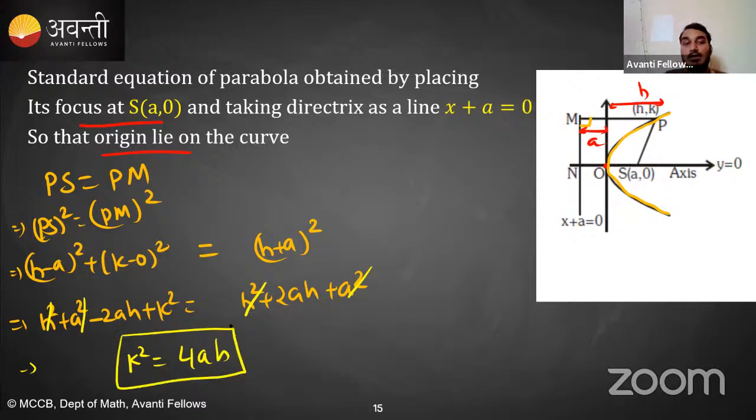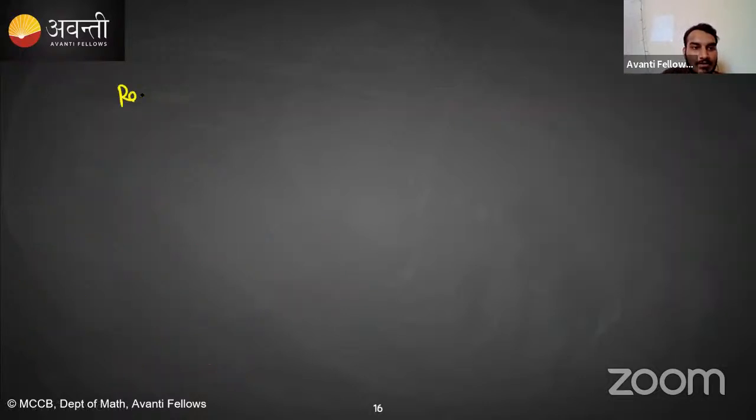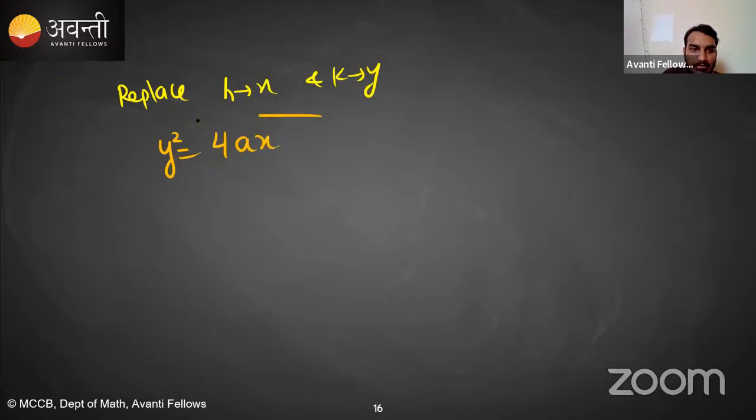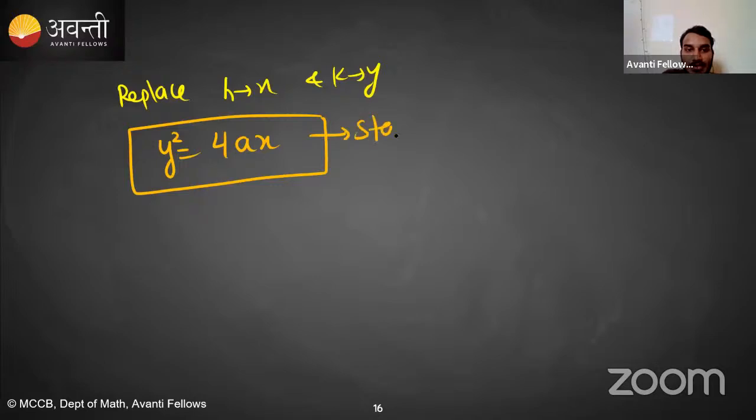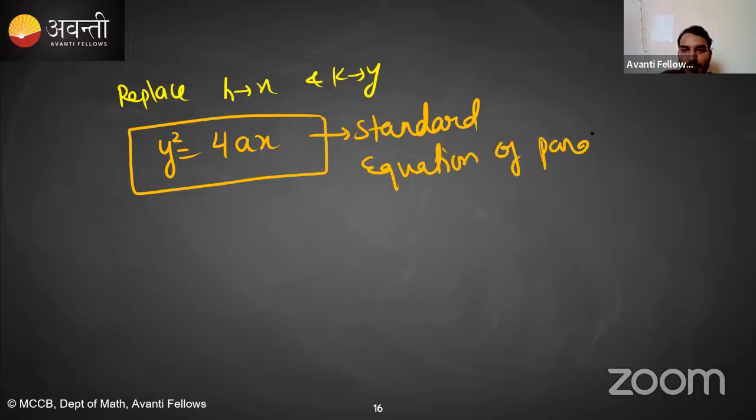This is the locus, but when we have a locus, the last step is to replace h with x and k with y. So now replace h with x and k with y. So what will we get? We will get y square is equal to 4ax. Okay, is this clear? So this is the standard equation of a parabola.